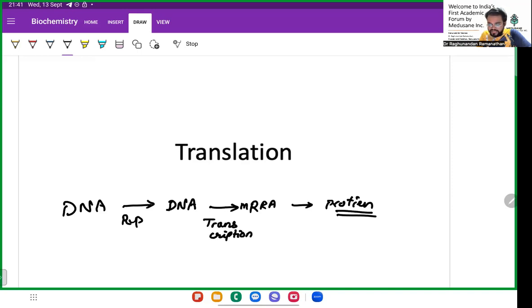then from mRNA to your protein, it is going to be a translation. This you need to remember. Three things, guys. Remember, first you have a replication, then you move on towards a transcription, then finally you have a translation. So these are the three important processes that occur in the central dogma. And today we are going to describe this particular one, that is your translation.